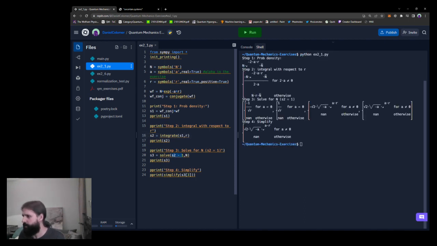I solve these for n, right? So again, remember, that's what we want. We want to make sure that the area under the probability density function, so the integral that we just calculated, equals 1, and we solve for n. And I get that thing here, for a not equal to 0.